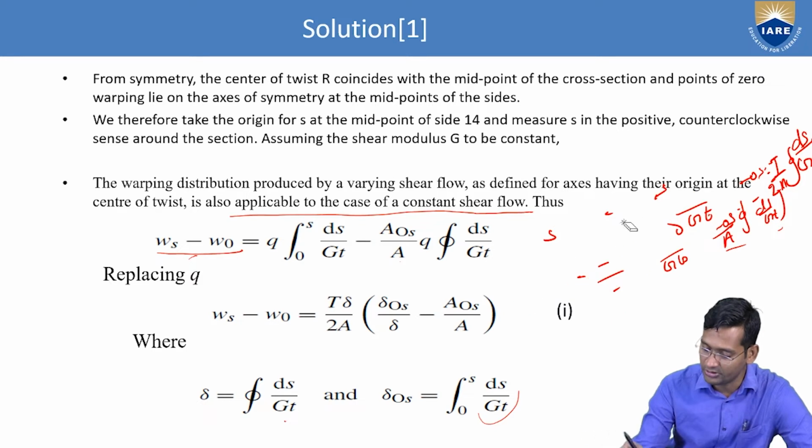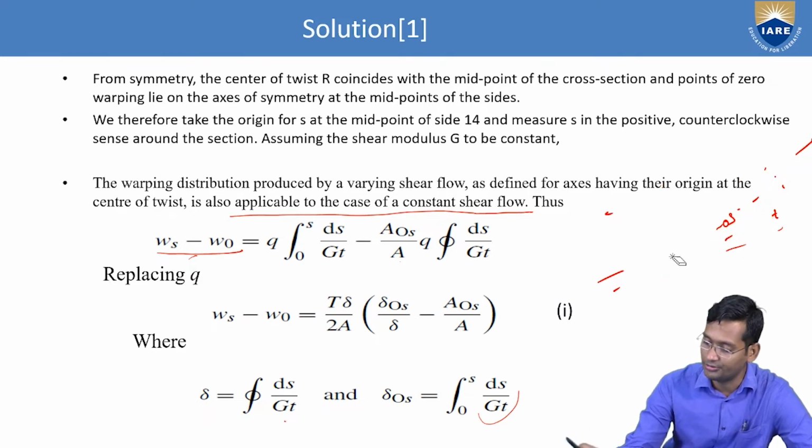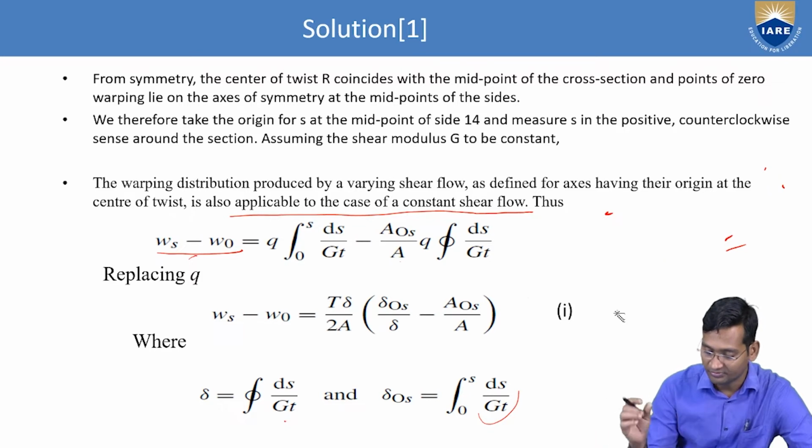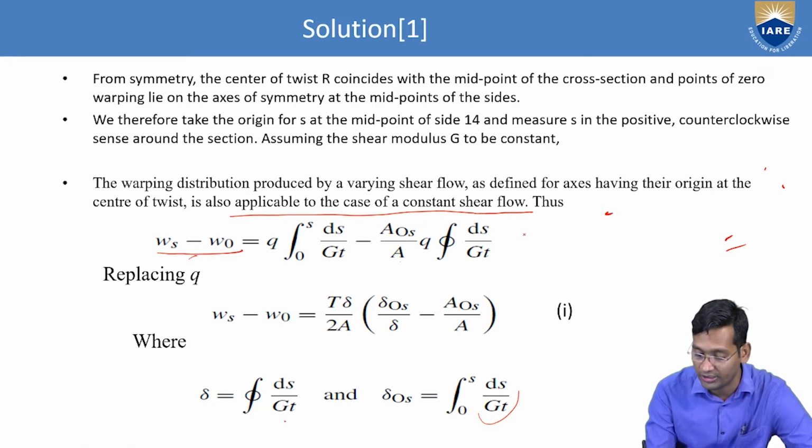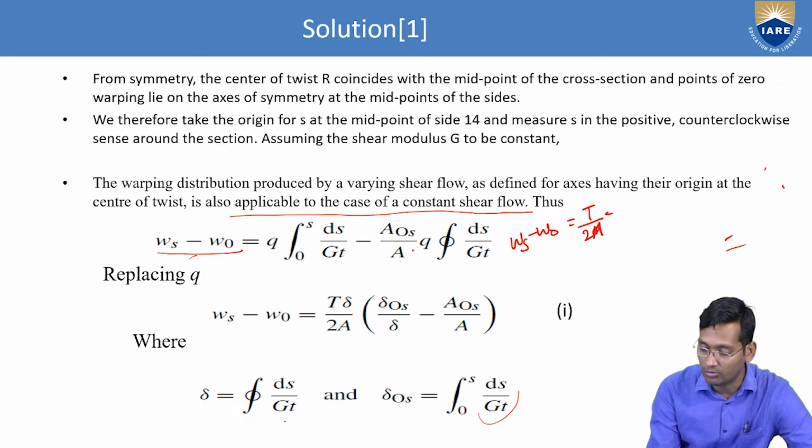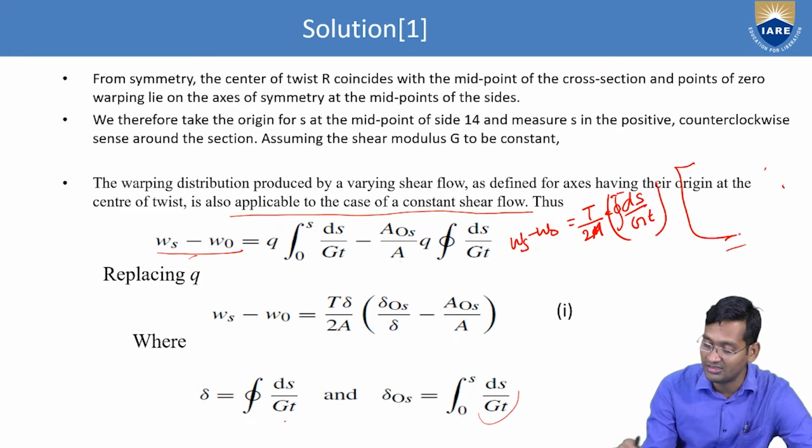Let me simplify further, then it will be more clear. So let's see what we are doing. What is delta? The closed integral of ds by dt, take that also common. So W_S minus W naught equals T by 2A. Now I am taking common from here this ds by gt, for the closed one. So this we are taking common. Then what is left here?